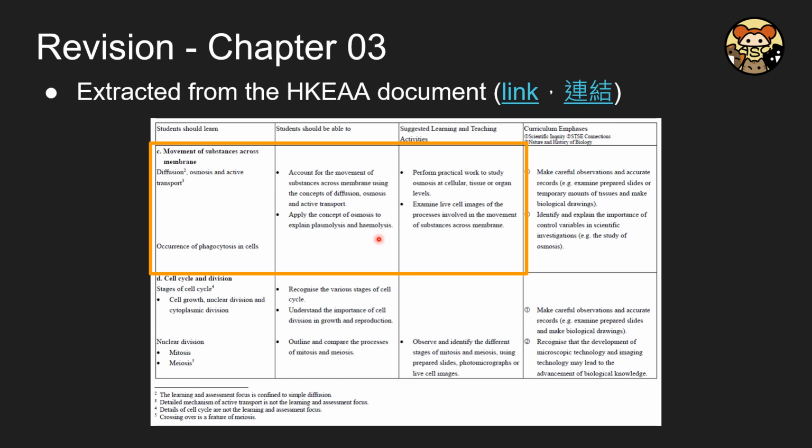Haemolysis is a term to describe when your red blood cell is damaged or destroyed in a hypotonic solution. Then without any red blood cells, you cannot carry oxygen and it will lead to death. And it is also known as water poisoning, 水中毒.